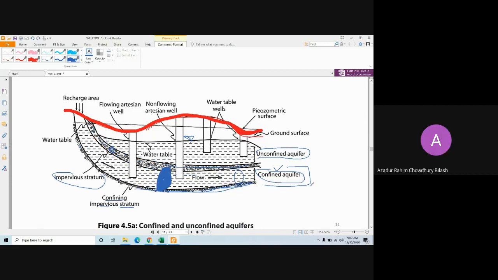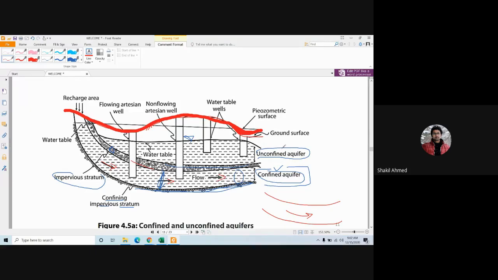Yes, sir. Therefore, the flow in this confined aquifer is kind of a pipe flow, and water is flowing from there. So this is kind of pipe flow. Water is flowing, as you can see, in the direction of the arrow, through a pipe.